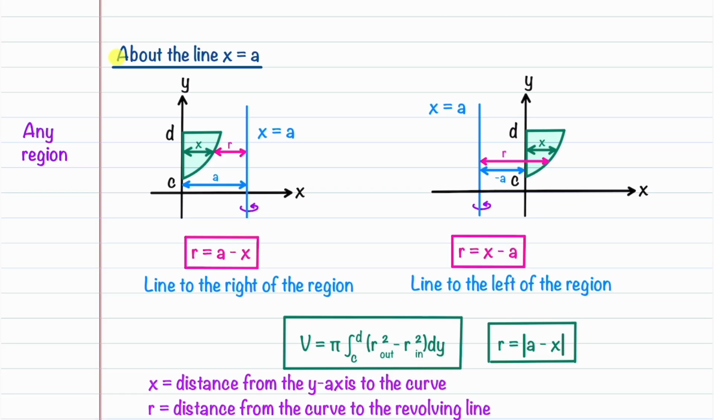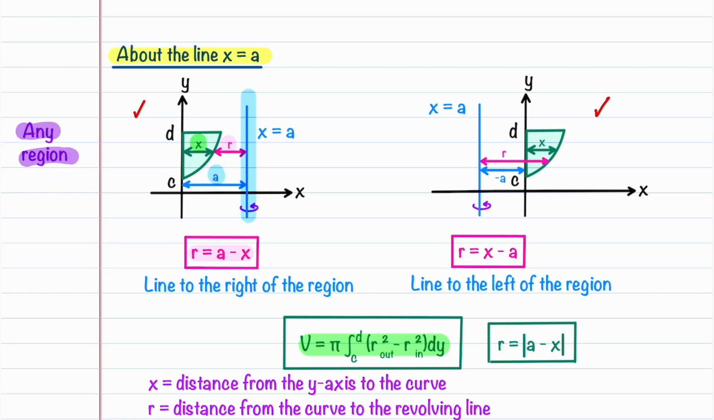Let's now go over our last set of formulas. These are formulas that you can use when you rotate a region about a line x is equal to a. This formula is valid for any region because the formula is written in terms of the radius. In the first diagram, the line that the region is rotated about lies to the right of the region. Since r plus x is equal to a, the radius r is equal to a minus x.